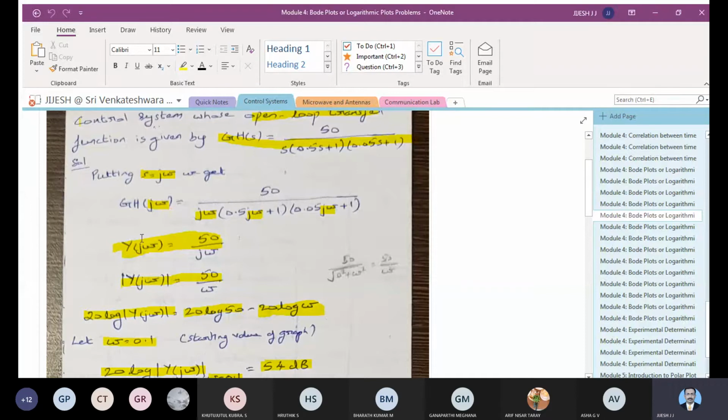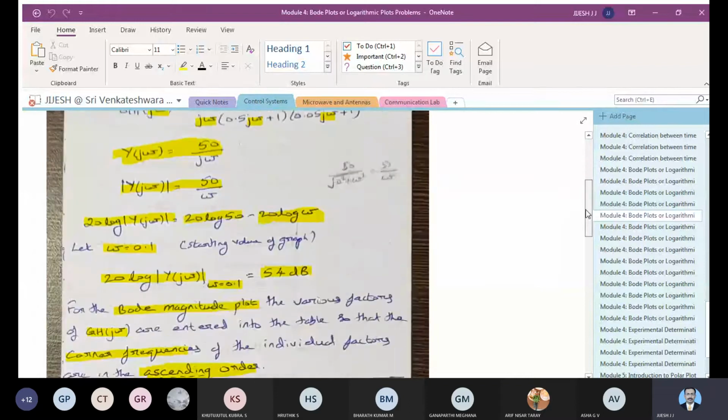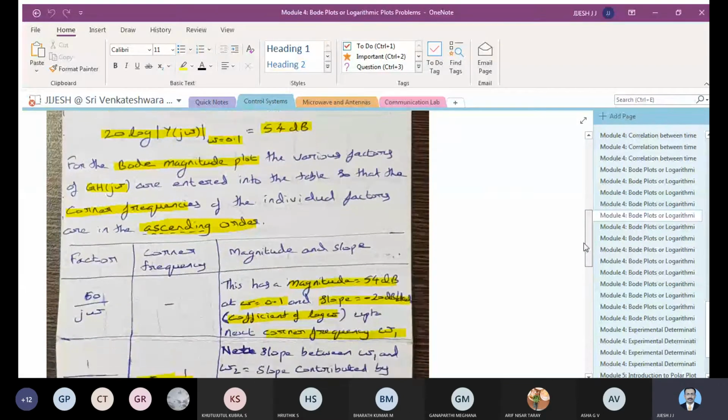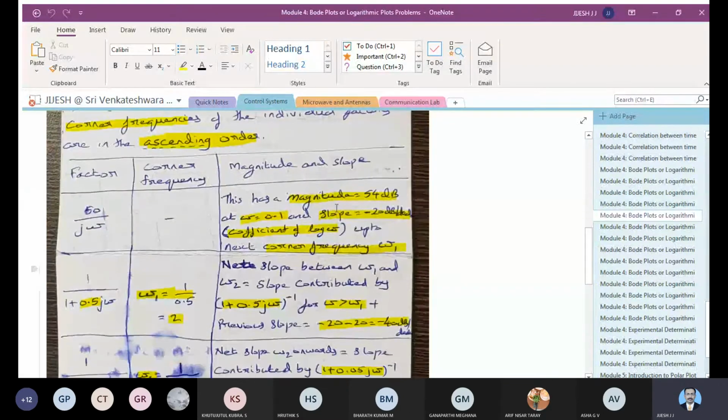First you take G(j omega) equal to 50 by j omega, and when you do that, you take omega as 0.1, and by solving it you will get 54. This is what we did in the previous class, and as I mentioned before, the corner frequencies have to be considered in ascending order.